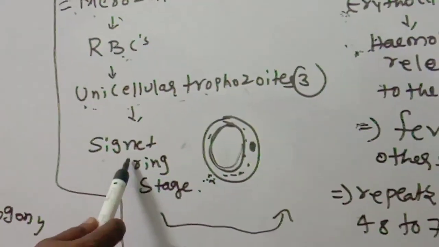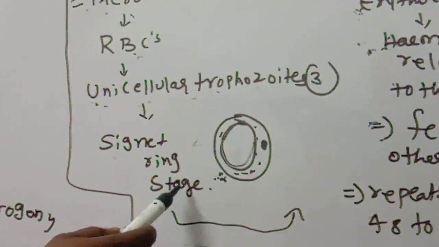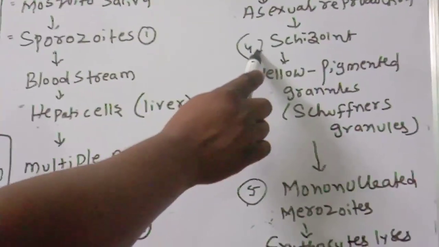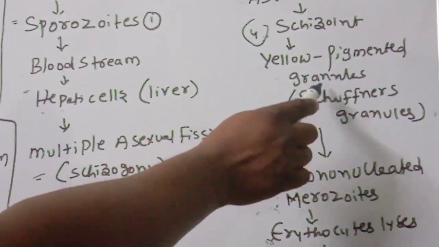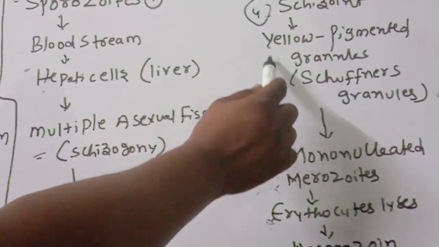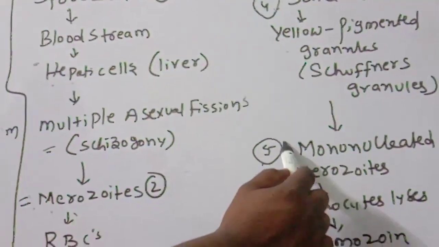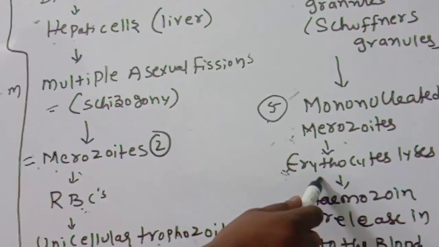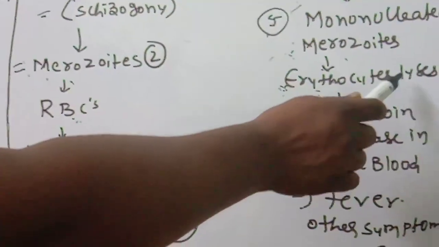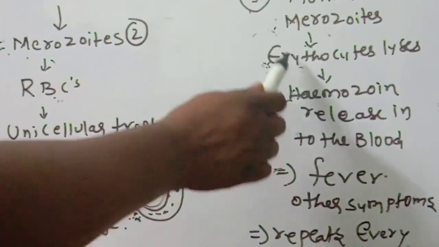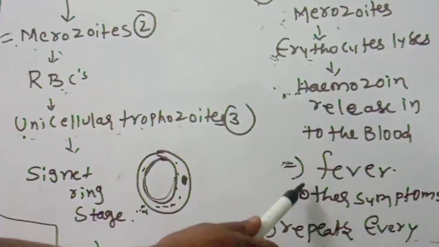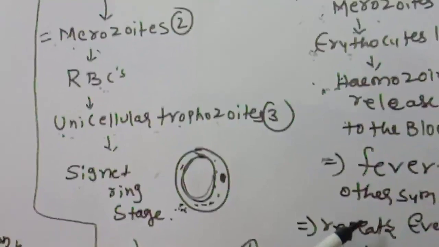The unicellular trophozoites will appear in the signet ring stage. Then these trophozoites in the RBC perform asexual reproduction and produce a zygote. Zygote has low pigmented granules. Then this zygote will perform sexual reproduction and forms the mononucleated merozoites. These merozoites enter into the erythrocytes. At the time of erythrocyte lysis, these merozoites come out along with the hemozoin toxin. Then fever and other symptoms will come.